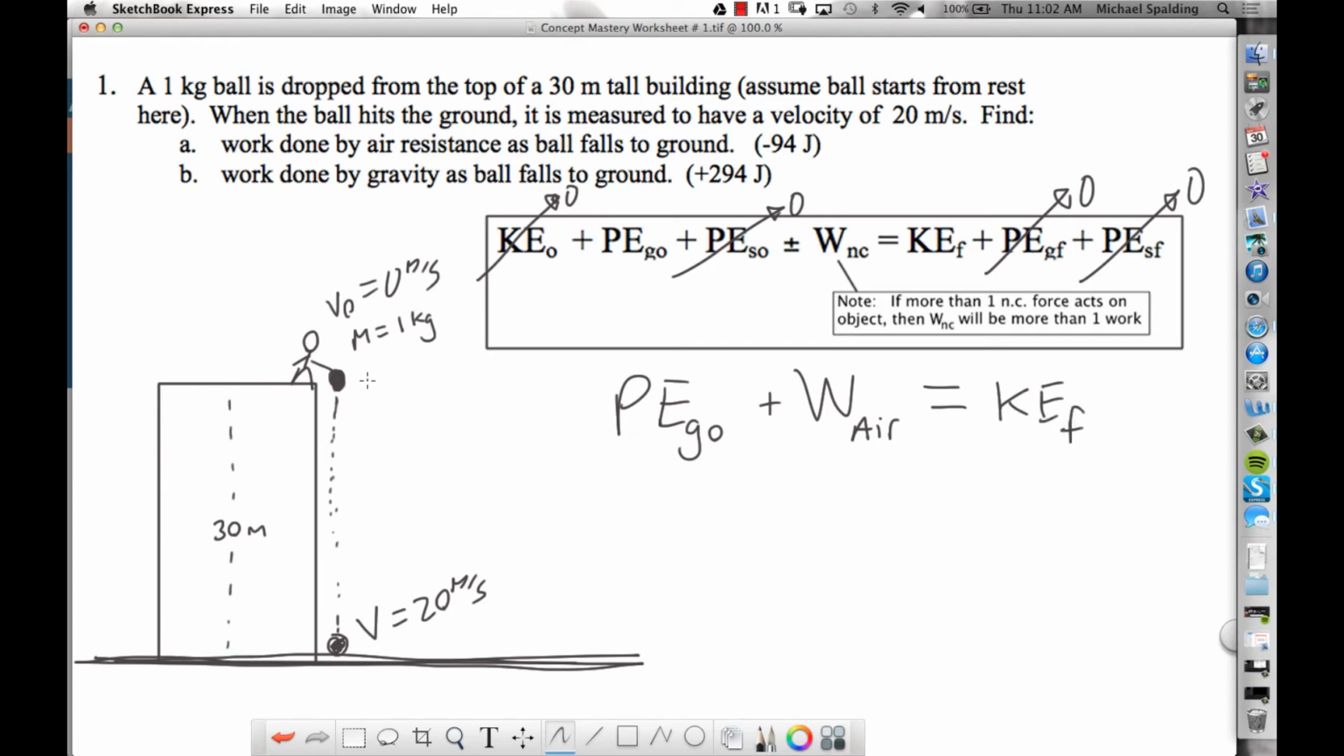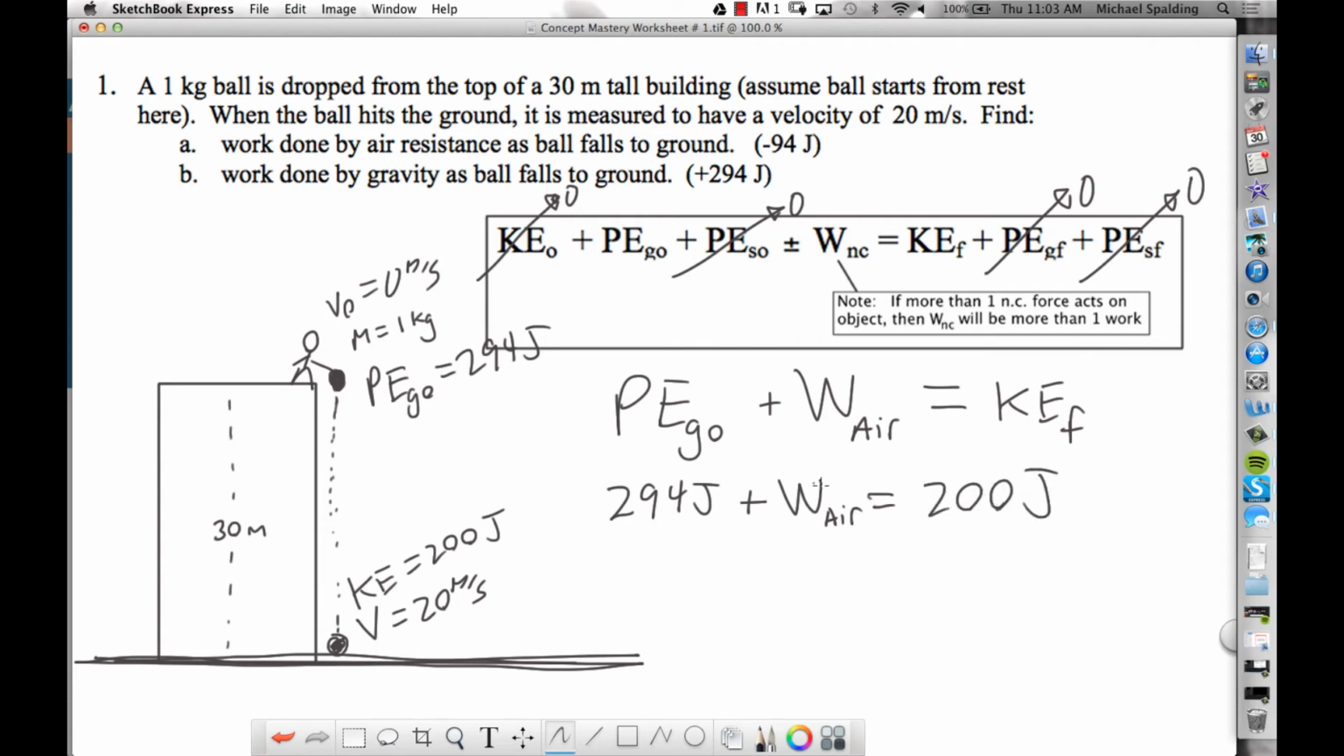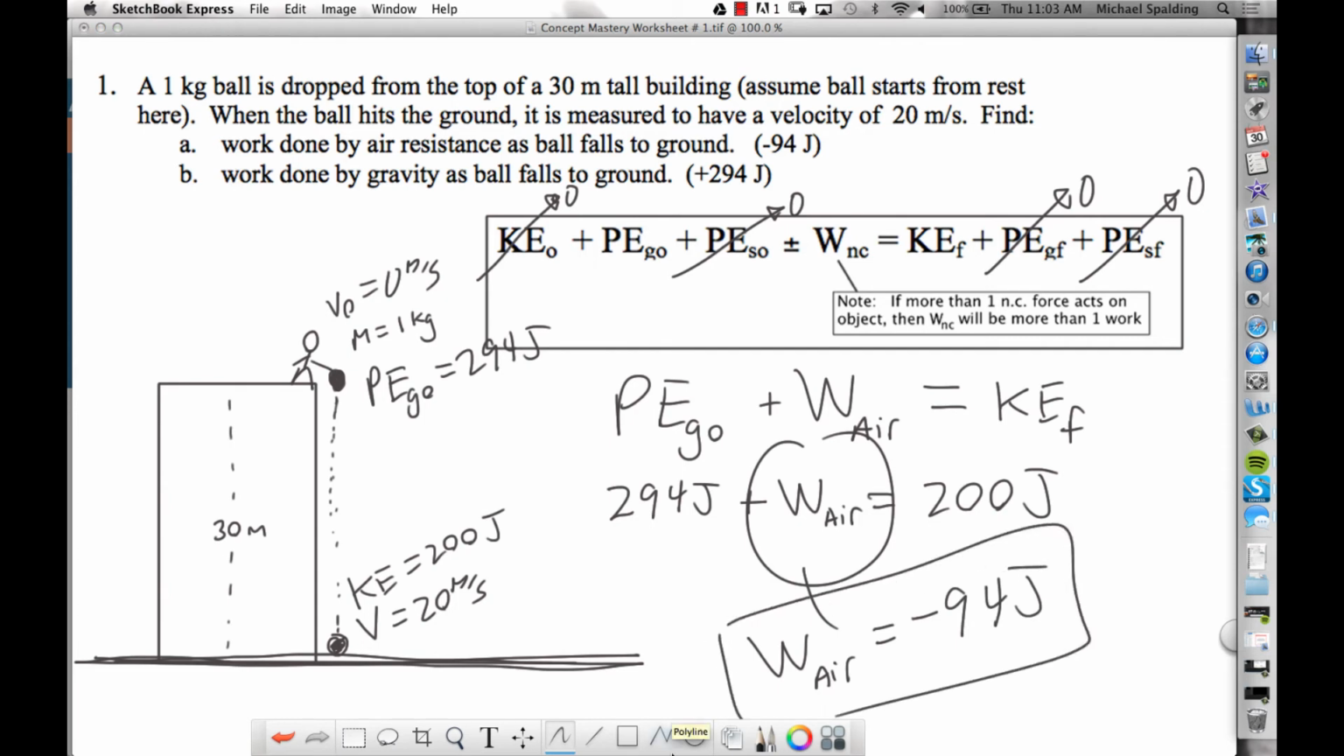Okay, so you calculate these values. Potential of gravity initial, when you do mgh, comes out as 294. Kinetic at the bottom comes out as 200. The equation for kinetic is 1/2 mv squared. So look, here's what we get. 294 joules plus the work done by the air resistance equals 200. What must be the work of the air? The work done by the air is what? Negative 94.